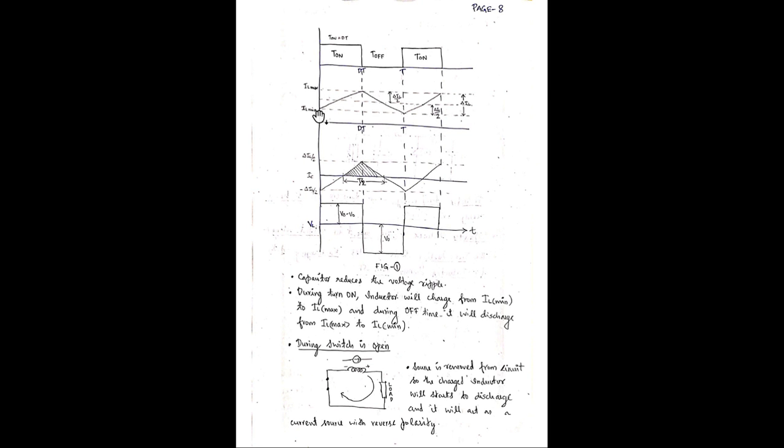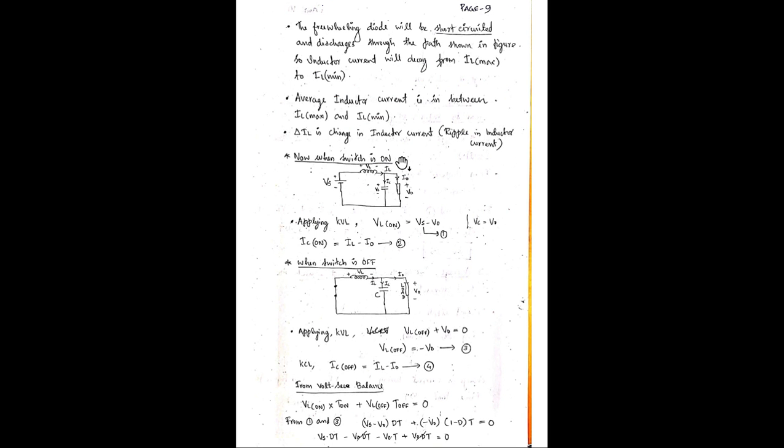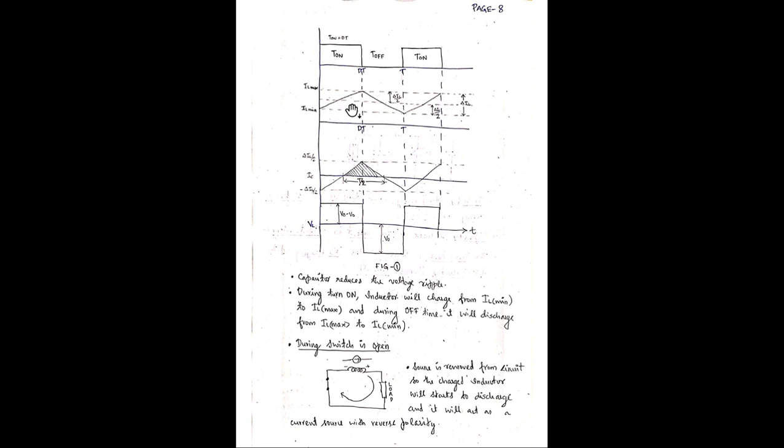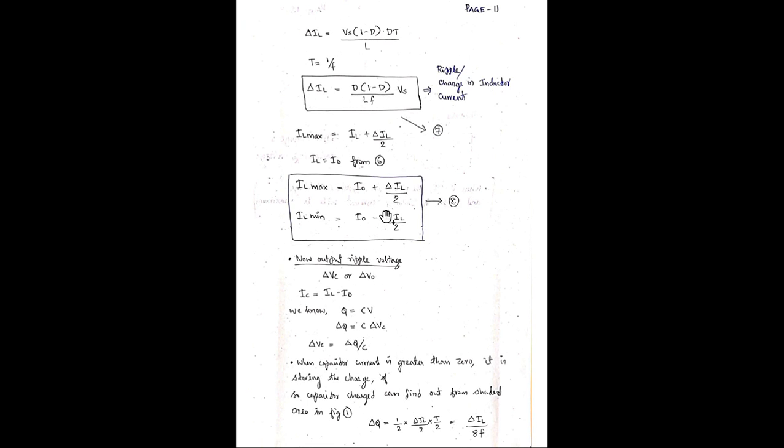Similarly, IL minimum is equal to IL minus del IL by 2, and IL maximum will be IL plus del IL by 2. And also we have seen IL is equal to I0 in the case of a buck converter. So these are the IL max and IL minimum for the buck converter.